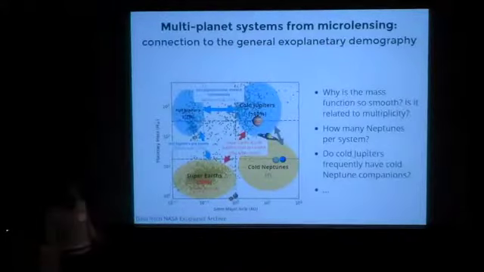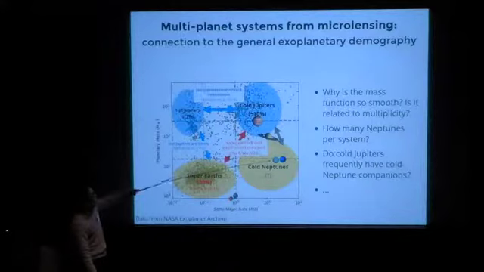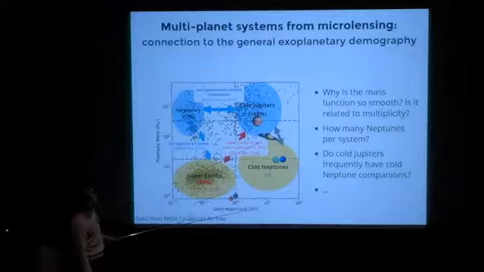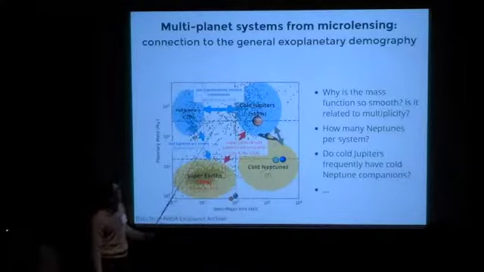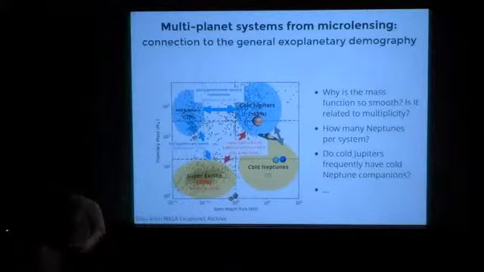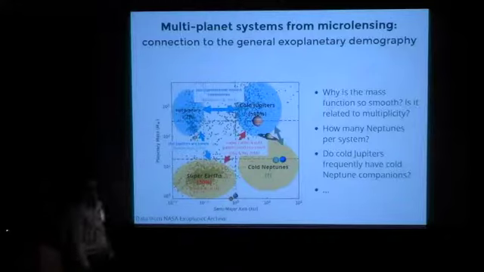This is the final slide, which shows the ongoing work where I'm trying to connect different planet populations from different studies and different techniques. There's a missing link here between radial velocity and microlensing, which can be filled by probing the cold Neptunes. And there are lots of interesting unknown questions to answer if we study the microlensing multiplicity.